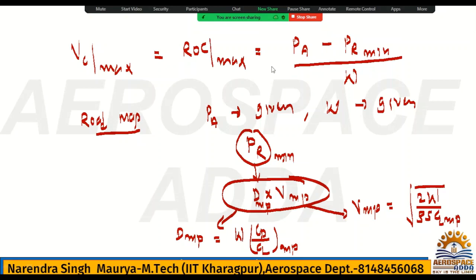This is the roadmap. In this way you have to calculate PR first. You start from CDMP and CLMP. Once you know CDMP, CLMP, you go for DMP. Once you know CLMP, you can calculate VMP. If you know VMP and DMP, then you can calculate PRMP, minimum power. And once you get PR minimum, you put it in the formula and you will get VC max. So that should be your approach.